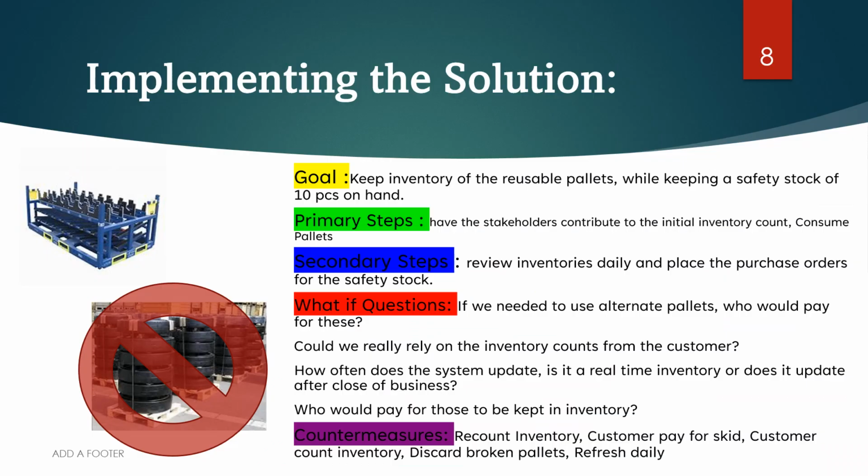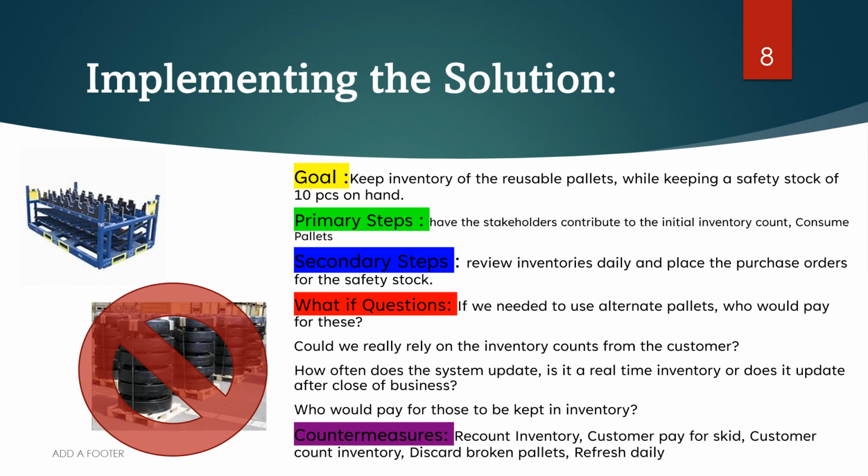How do you even implement the best solution picked? I used a tool called the Process Decision Program Chart. The PDPC diagram illustrates the steps, actions, potential risks, and countermeasures. For my problem, we needed to do the initial inventory count, then review the inventories daily, and place purchase orders for the safety stock. Some of the questions I asked were, can we even rely on the inventory?